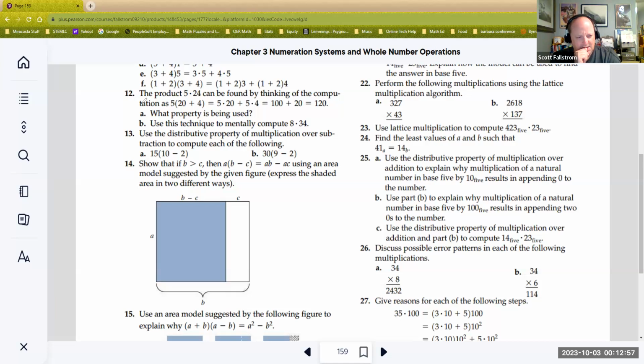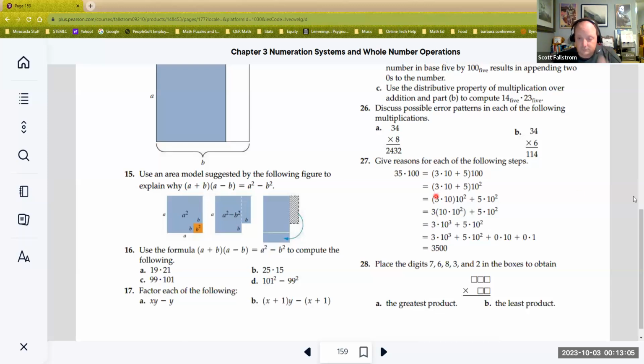Let's see here, what's next? Number 27. Okay, so number 27 is here. Give reasons for each of the steps. All right, if you say so. Okay, so remember the first step goes from the left to the right.